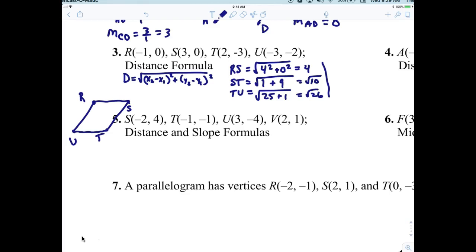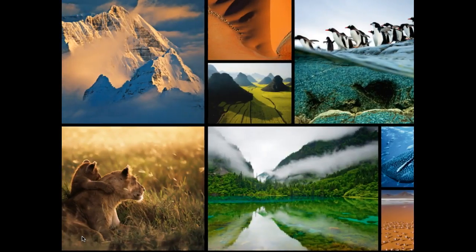So RS is okay, right? ST was okay. Wow. So then TU. No, so it's not then. You're right. Yeah, it did work out. So it's just a quadrilateral. All right, it's just a quadrilateral.